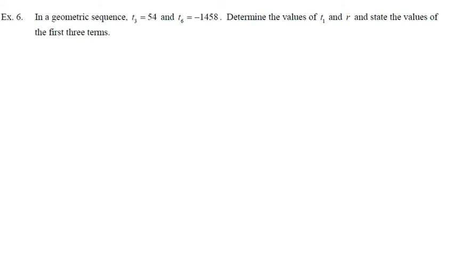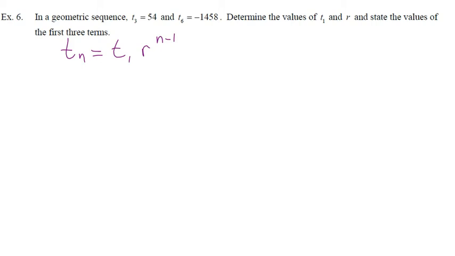In order to get T1 and T2, we need to get T1 and R. That gives us how many unknowns? How many equations are we going to have? 2. Right? In order to solve for 2 unknowns, we need 2 equations. So, the only formula we've got is T sub n is equal to T1 times r to the n minus 1.